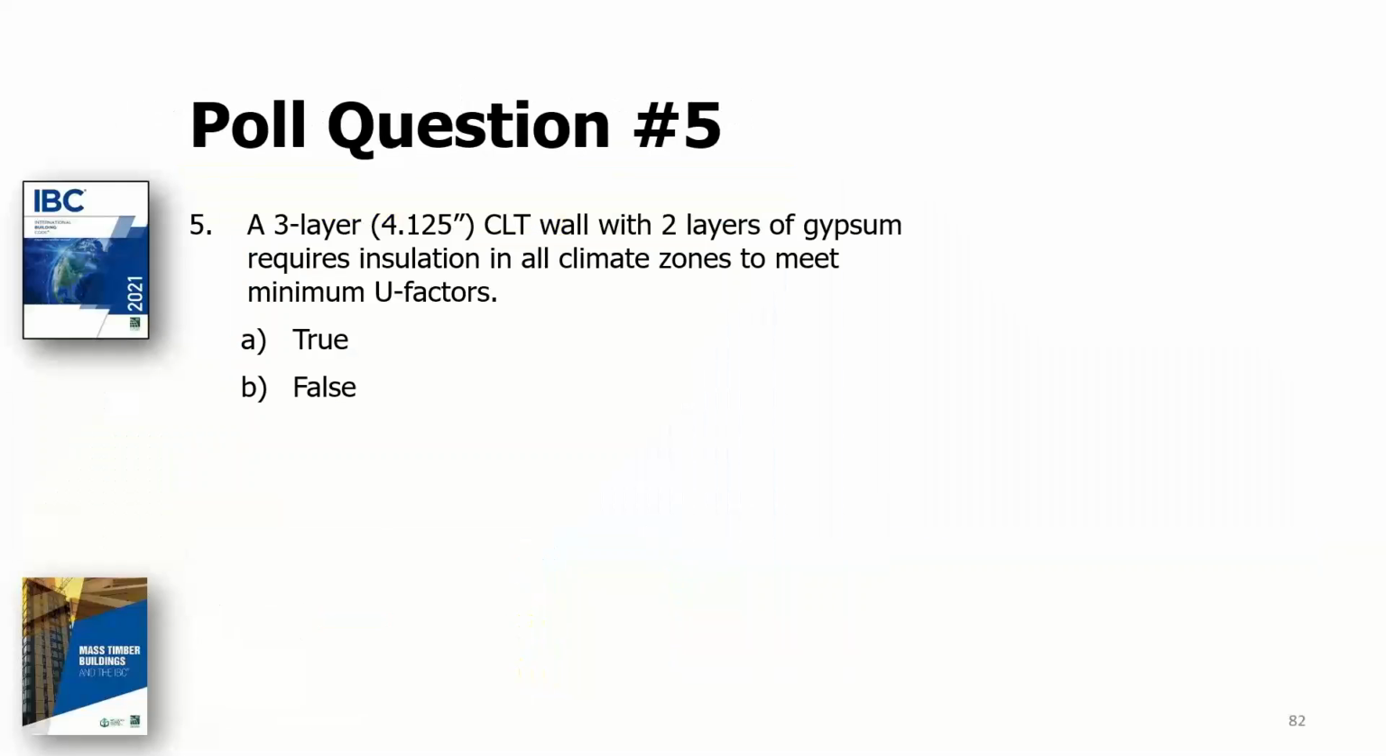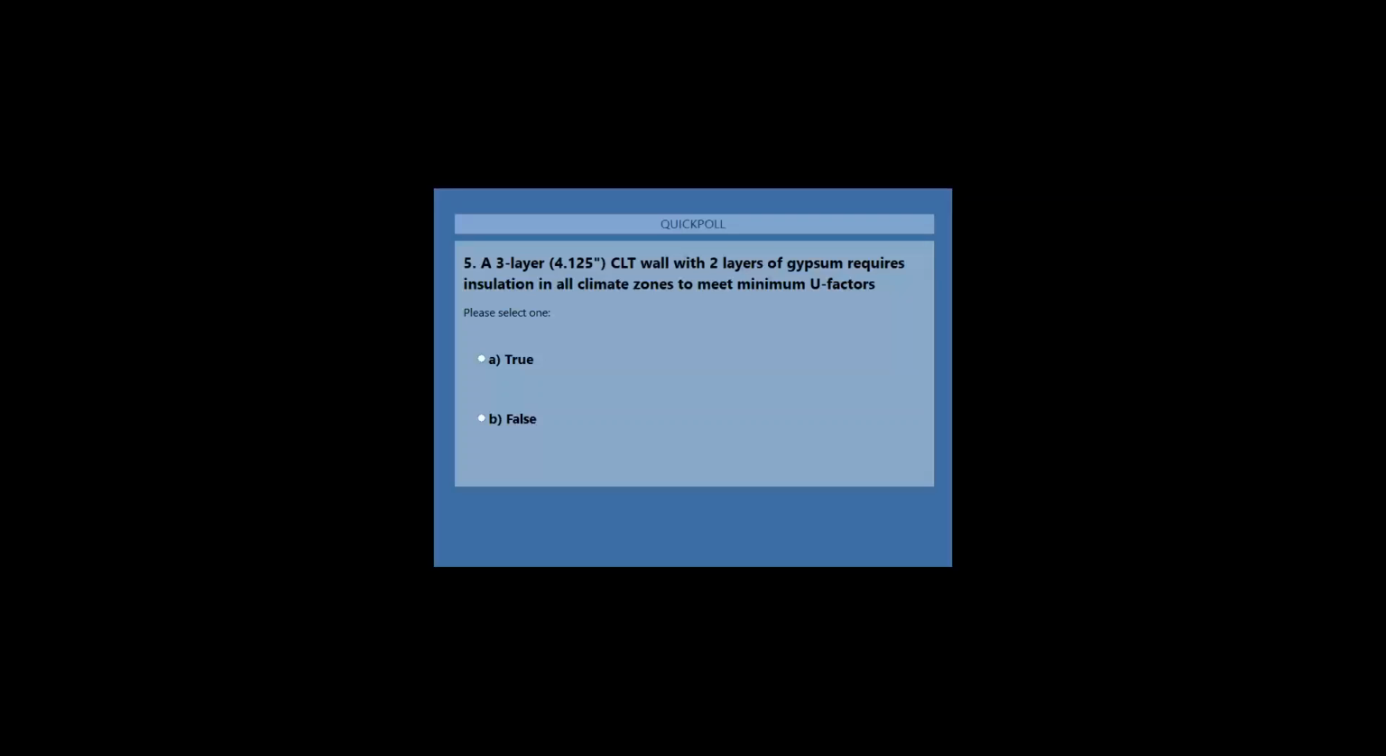Next slide. Oh, here's the poll question. All right, do we have time for this real quick? Let's try it real quick. All right, so: a 3-layer 4.125-inch CLT wall with 2 layers of gypsum requires insulation in all climate zones to meet minimum U factors.